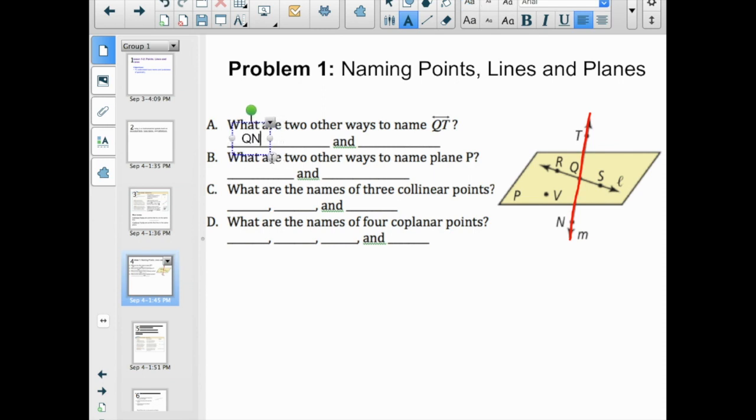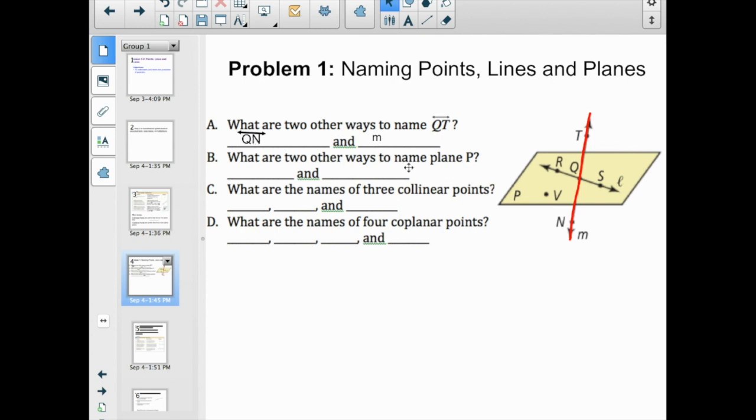So I use capital letters, and then I just draw a line above them. Now I also notice that there's this lowercase m down there. I can also use that to name my line, a single lowercase letter. Now I could also, if you thought about using T and N, do it. Or if you wanted to switch that Q and N letter around, so it was NQ, that's perfectly fine as well.